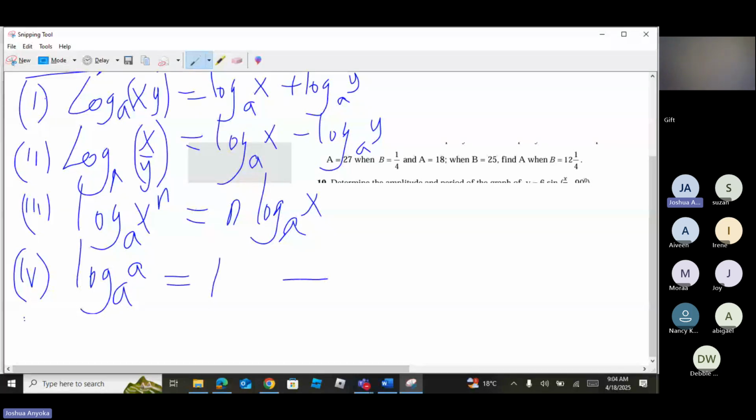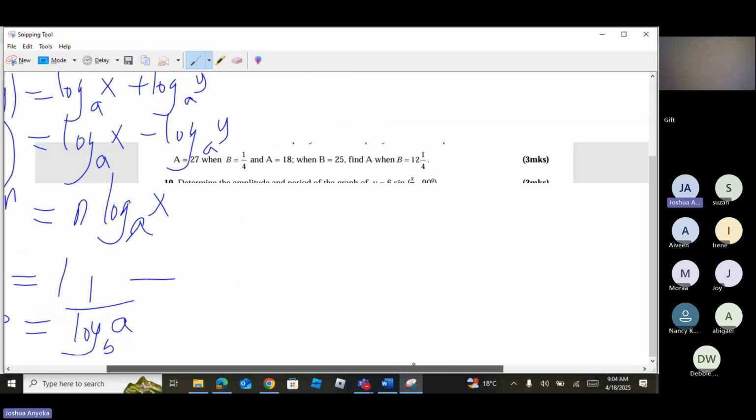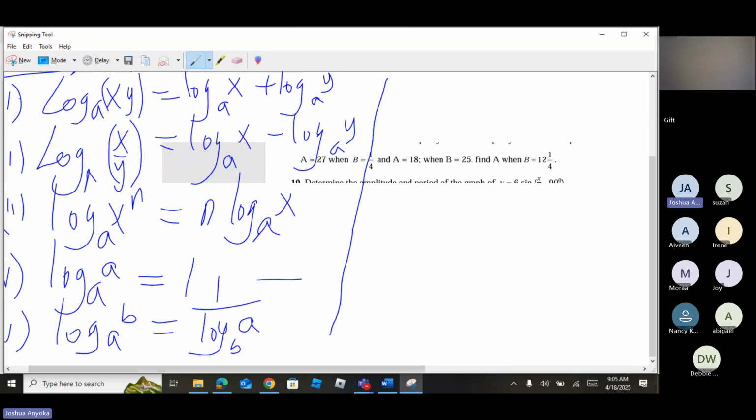Number 5, this one used to exist, but it's leading to extinction, but it still can apply in some of the equations. The logarithm of b to the base of a is equal to 1 over the logarithm of a to the base of b. So when we say 1 over, they will interchange.